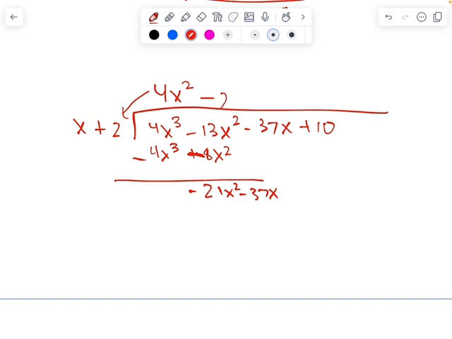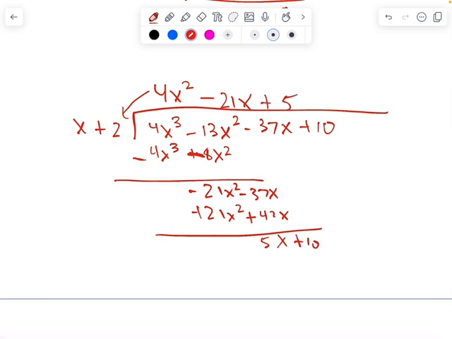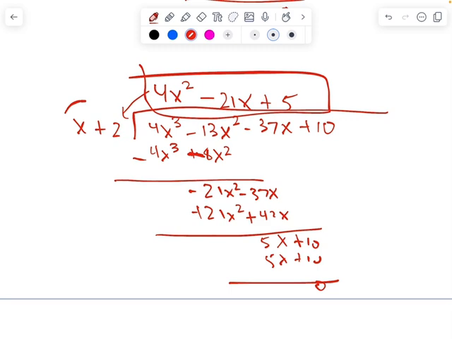So now we're going to do minus 21x. So negative 21x squared minus 42x. Flip those signs. That's going to give me 5x plus 10. Oh, it is going to work. Plus 5. 5x plus 10. Okay, and so this is your answer, and x plus 2 is a factor.